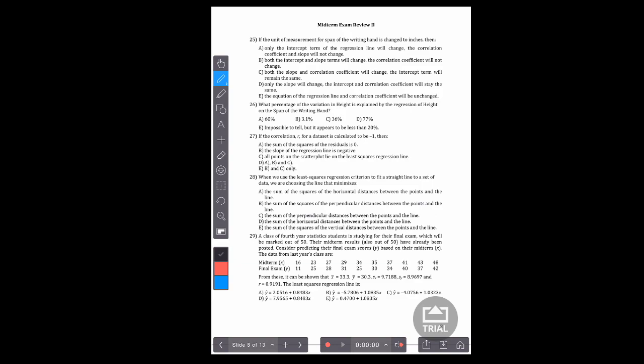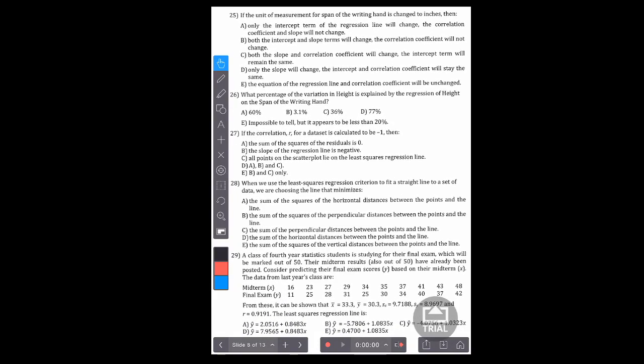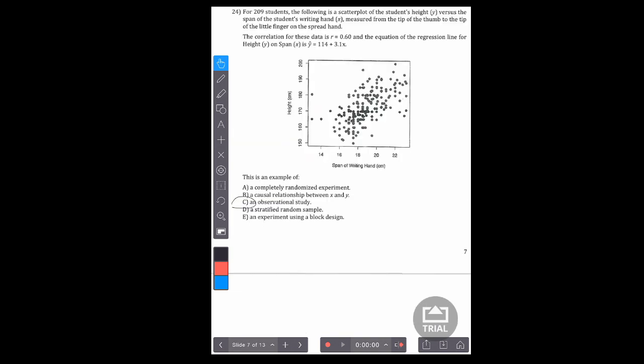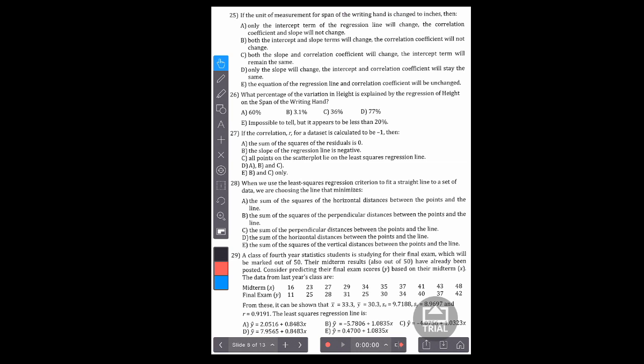All right, so the next two problems refer to the same scatter plot. If the unit of measurement for span of the writing hand is changed to inches, what happens? So they went from centimeters to inches. What will it influence if that's the case? And then for 26, what is the R squared? They're asking for the percentage of variation in height that is explained by the regression of height on the span of the writing hand. Remembering that we always say Y versus X, so it is height on the span of the writing hand. Let me give you a minute to try those.